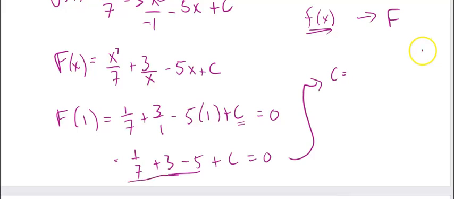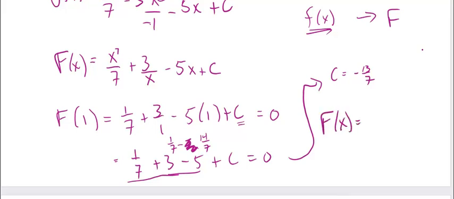Well, I guess we could just add them all together. Let's do that. What's 1/7? 3 minus 5 is negative 2, and 2 would be 14 over 7. So 1/7 minus 2 is 1/7 minus 14/7. So that's negative 13/7. Quick algebra problem. And now I can write my answer.